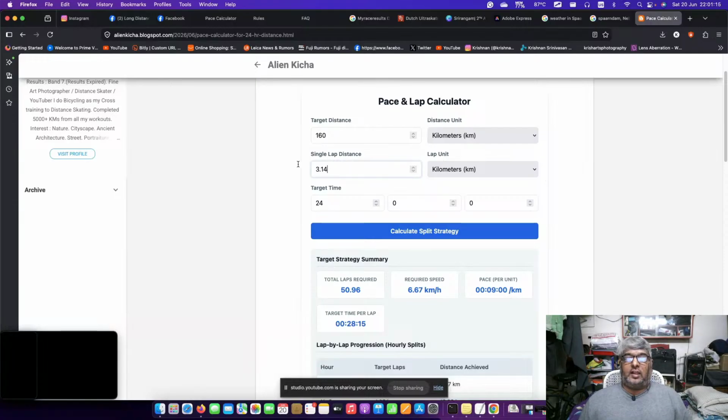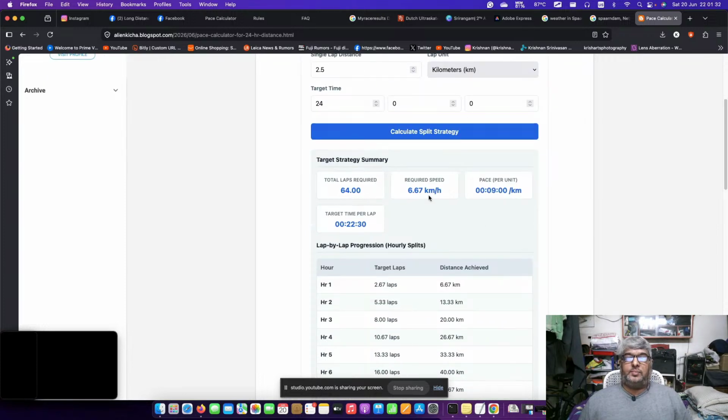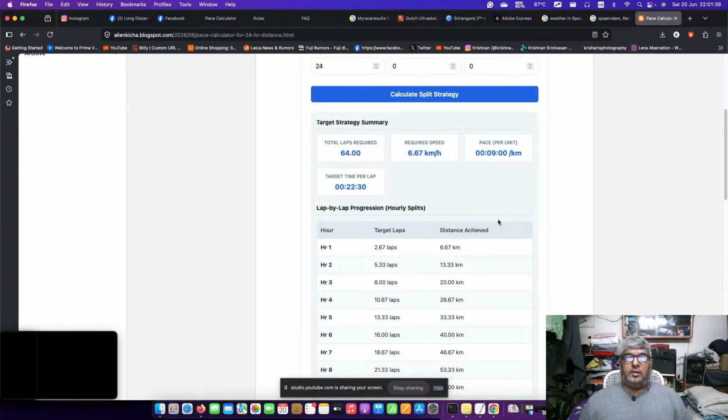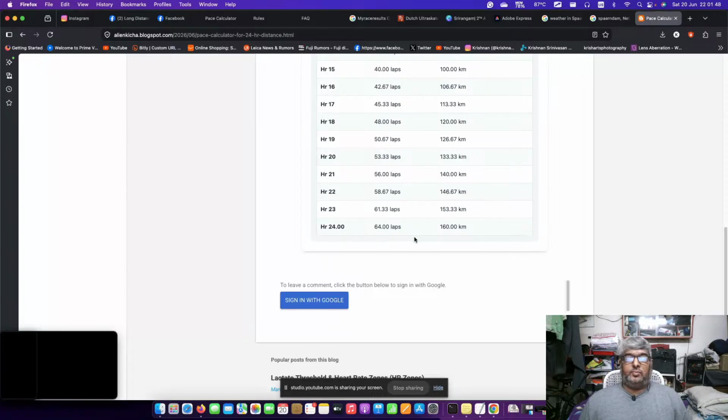So if I have to calculate for Miami Ultraskate, it is 2.5 kilometers. So for 2.5 kilometers, if I have to do 160 kilometers or 100 miles in 24 hours, what is the strategy? It will give me the strategy. I have to do 64 laps, 6 to 7 kilometers per hour is my maintaining speed, and 9 minutes per kilometer is my pace, and target time per lap.